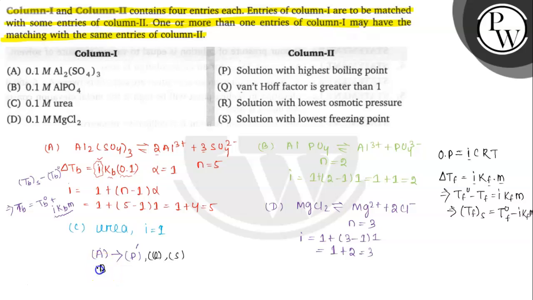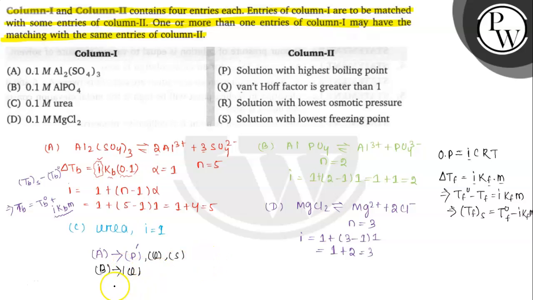Now B. So B, that is 0.1 molarity AlPO4, solution with highest boiling point. It is incorrect because the i value, or the van't Hoff factor value, is 2, and we know that Al2(SO4)3 has the highest boiling point. So it is not matched with P. Van't Hoff factor greater than 1, it is true. Solution with lowest osmotic pressure, incorrect, because the lower the value of i, the lower is the osmotic pressure. That means urea has the lowest osmotic pressure. So it is also not matched with B. Then solution with lowest freezing point, it is also not true. So B is matched with only Q.